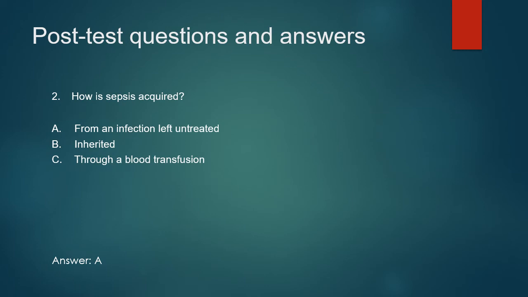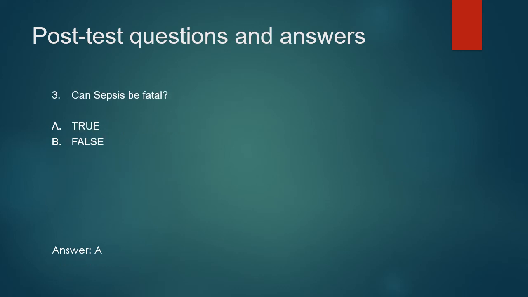Question 2. How is sepsis acquired? A, from an infection left untreated. B, it's inherited. Or C, through a blood transfusion. The answer is A, from an infection left untreated. Question 3. Can sepsis be fatal? A, true, or B, false? The answer is A.